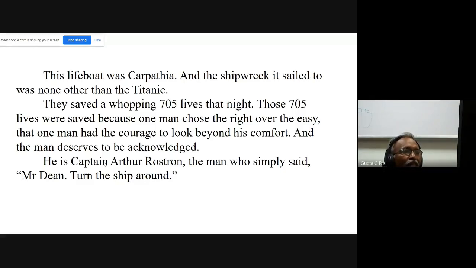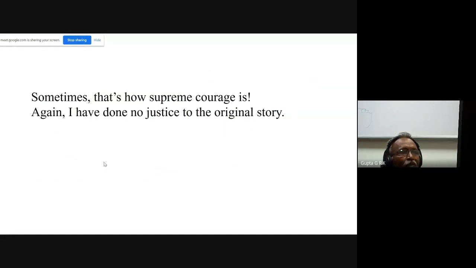He is Captain Arthur Rostron, the man who, when he had the distress signal, told the captain, Mr. Dean, turn the ship around. Immediately he took the decision because there are some people in danger. Immediately we have to be in a position to save them. So that is the courage one should have. Sometimes that's how supreme courage is. Again, I have done no justice to the original story. You can just go through the net and see the story.